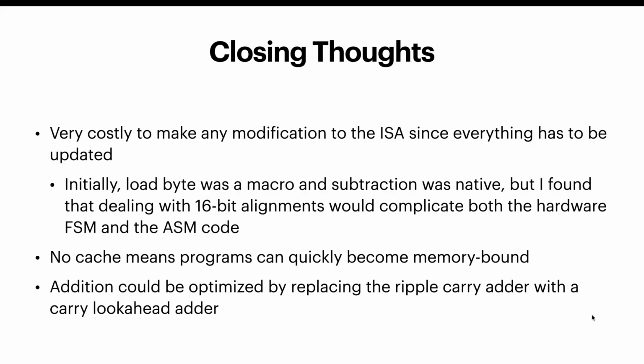Closing thoughts. It was very costly to make any modifications to the ISA since everything has to be updated. Initially, load byte was a macro and subtraction was native, but I found that dealing with 16-bit alignments would complicate both the hardware FSM and the ISM code. So I actually went back and revised my operation doc and turned load byte into a native instruction and subtraction into a macro. No cache means programs can quickly become memory bound.